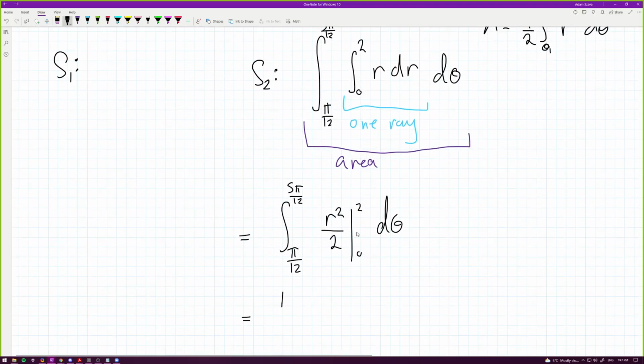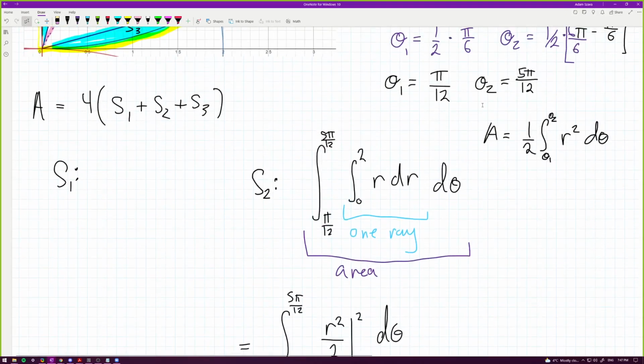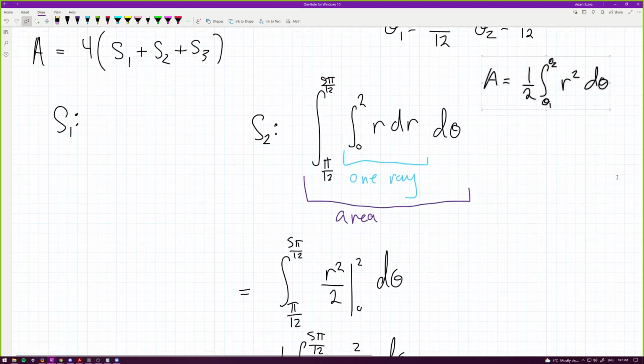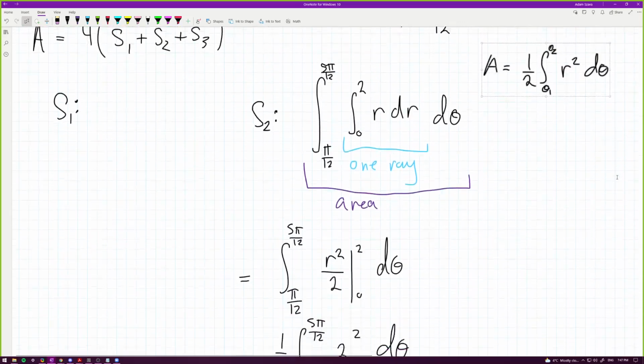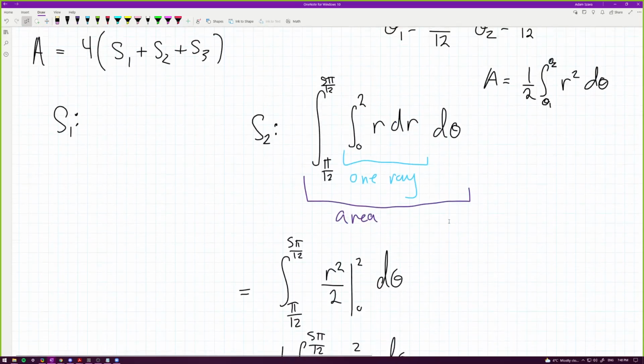Okay, great. So the 1/2 goes out. Pi over 12, 5 pi over 12, r squared. That's all it is. And 2 is our upper function, so 2 squared d theta. And it's the same as this formula, right? It's the same as this formula that we got here. So there's not really a need to go through all this.